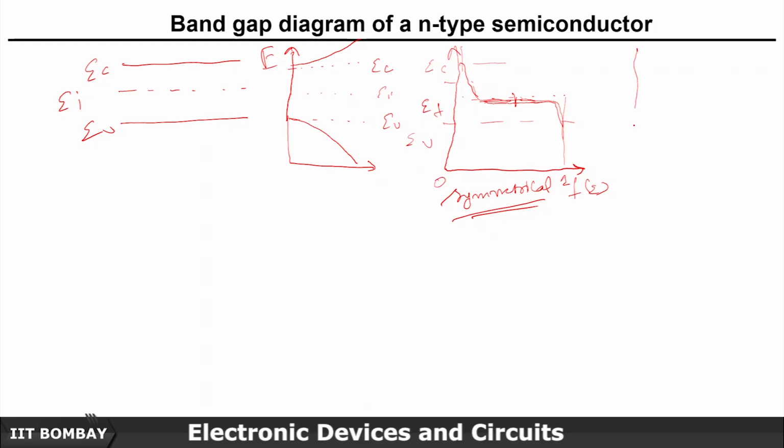And if I draw the carrier concentration, this is holes and these are electrons. Both are of the same size. So n0 is equal to p0, and ni squared is equal to n0 times p0. So this is the case of the intrinsic semiconductor.